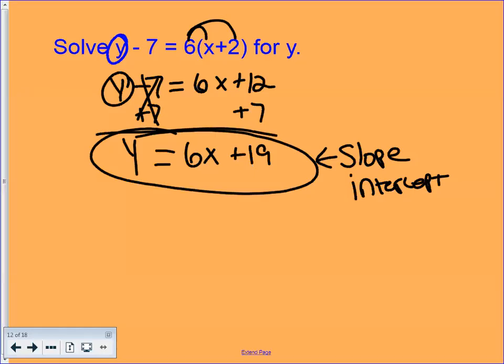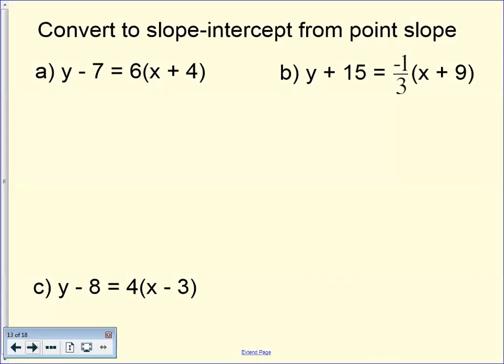All right, so we're in part 2. We're just going to do more practice on changing from point slope to slope intercept. So go ahead, and I want you to try this next one here.